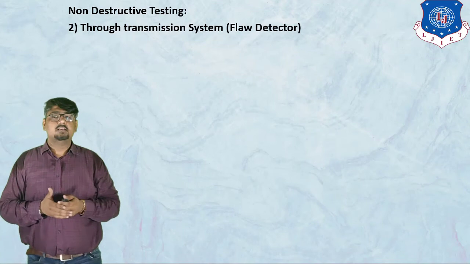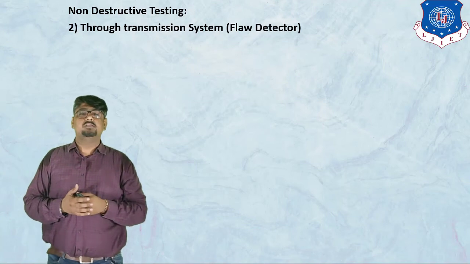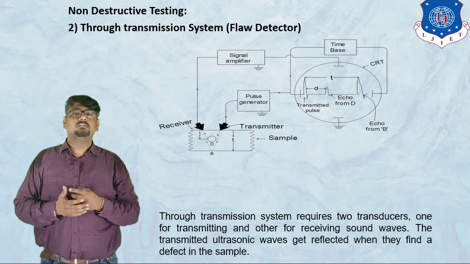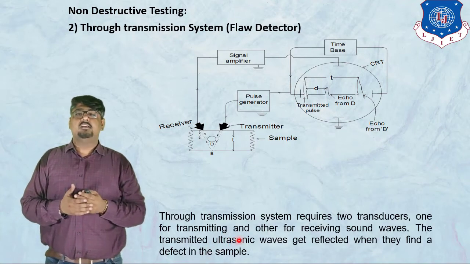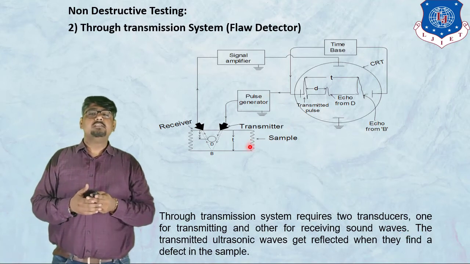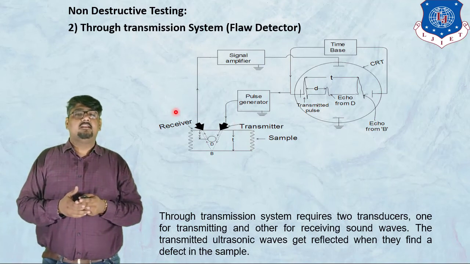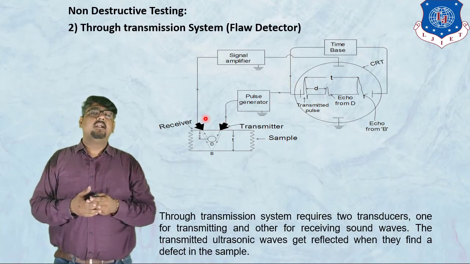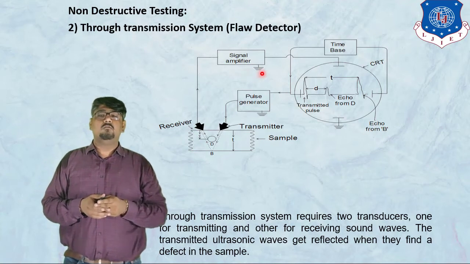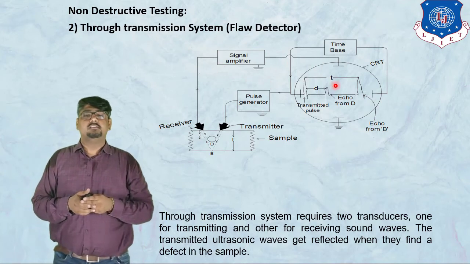Now the next topic is the ultrasonic flaw detector. It is also known as a through transmission system. The through transmission system requires two transducers, one for transmitting and another for receiving the ultrasonic sound waves. The transmitted waves get reflected when they find a defect in the sample. The reflected pulse is received by the receiving transducer in the form of a sound wave, converted into an electrical signal and fed back to the CRO.